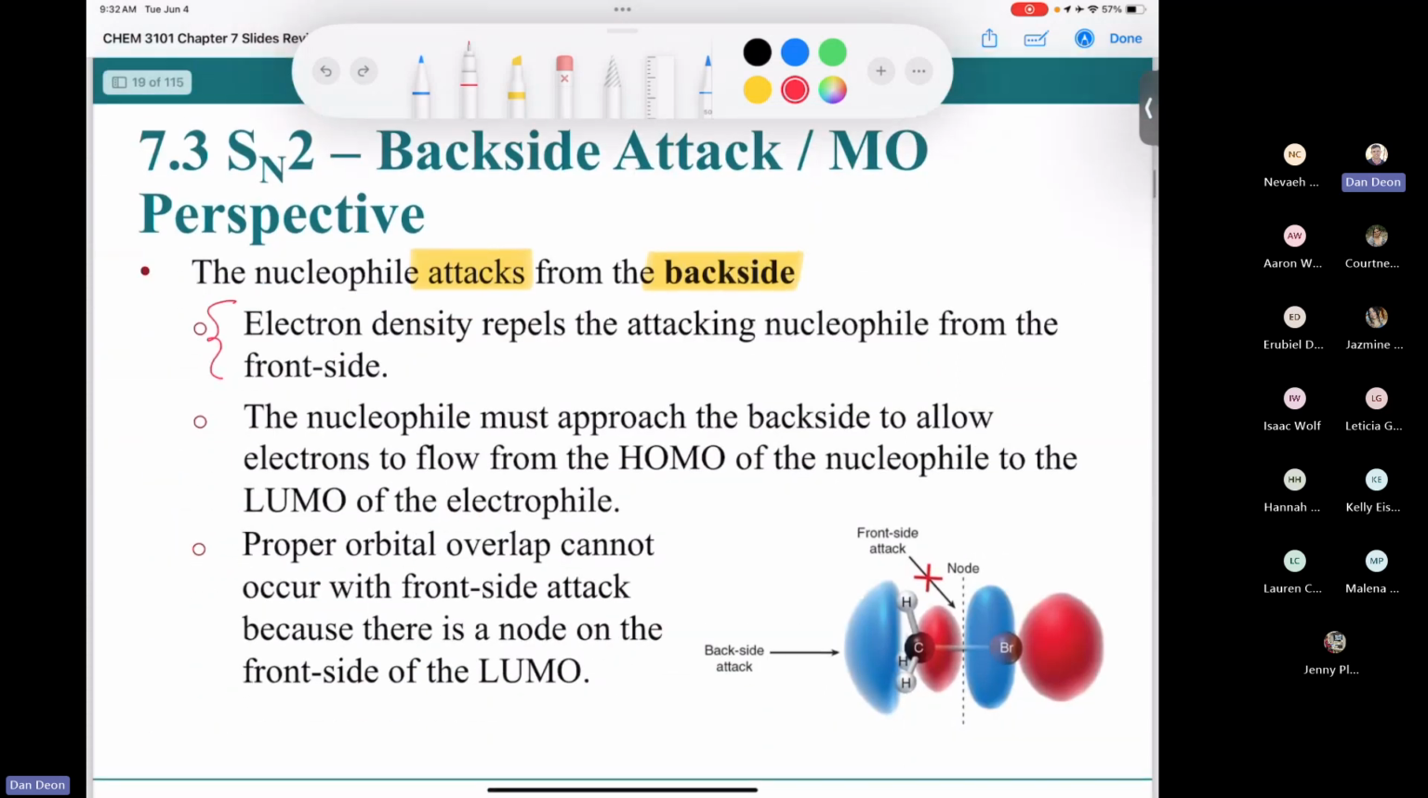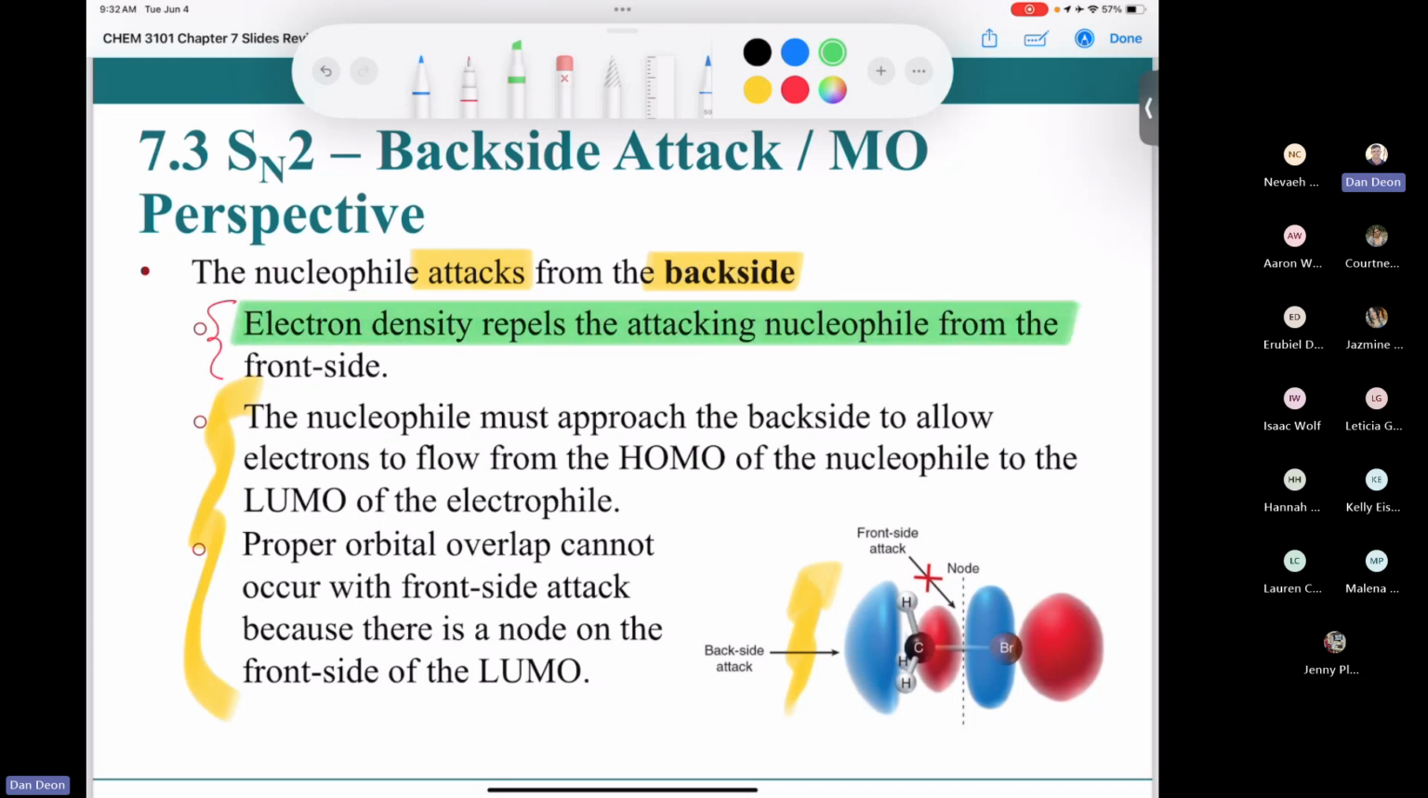There is a molecular orbital treatment that you can look at here that involves highest occupied molecular orbitals and lowest unoccupied molecular orbitals, which are HOMOs and LUMOs, respectively. I'm not going to test you on that at all. Okay, so what I have the little yellow line by, you're not going to be asked about this whatsoever. So for our class, all we're going to be concerned with is this. We're just going to say electron density is going to repel the nucleophile from coming into the front side.